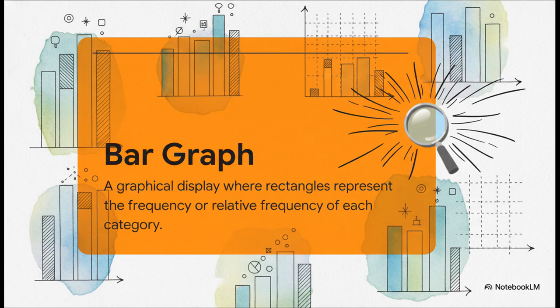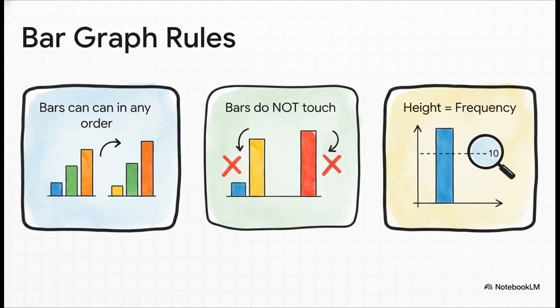Each of our categories gets its own bar, and the height of that bar tells us its frequency. Now, there are just a couple of simple rules to remember. For qualitative data like this, the order of the bars doesn't really matter. Super important, the bars should not touch each other because that shows these are distinct, separate categories. And of course, the height of the bar represents the value.